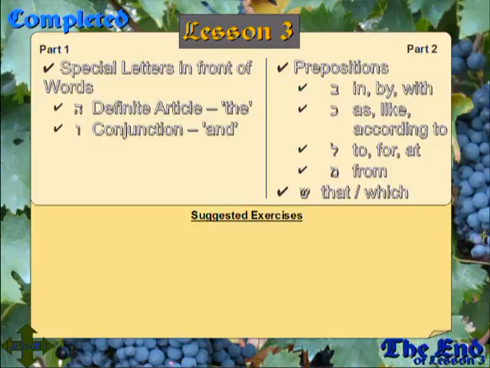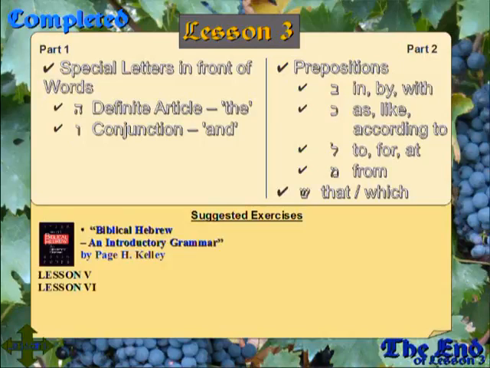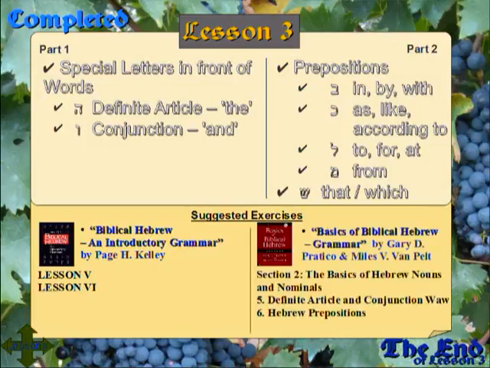And the suggested exercises, if you haven't already done them: Biblical Hebrew: An Introductory Grammar by Page H. Kelley, Lesson 5 and Lesson 6, and Basics of Biblical Hebrew Grammar by Gary D. Pratico and Miles V. Van Pelt. In Section 2, the Basics of Hebrew Nouns and Nominals, do Part 5, the definite article and the conjunction waw, or vav, and Part 6, the Hebrew prepositions. All right, well done.